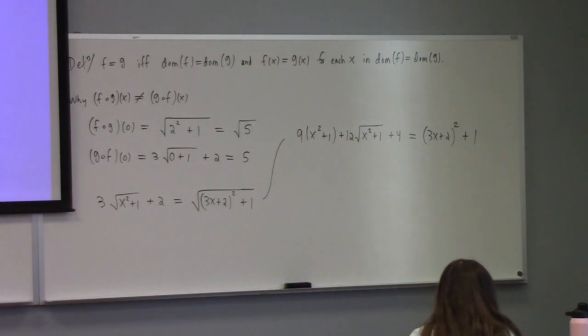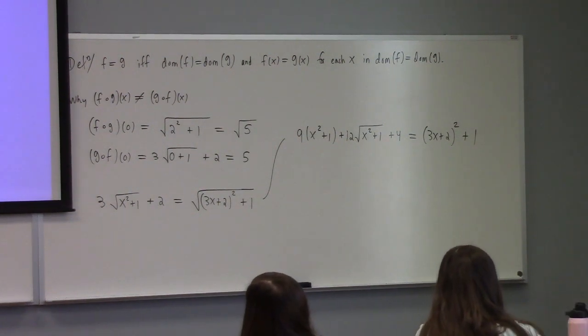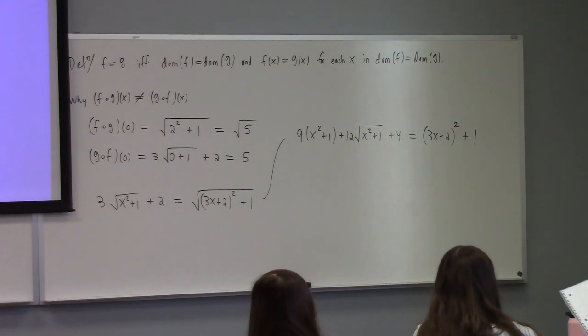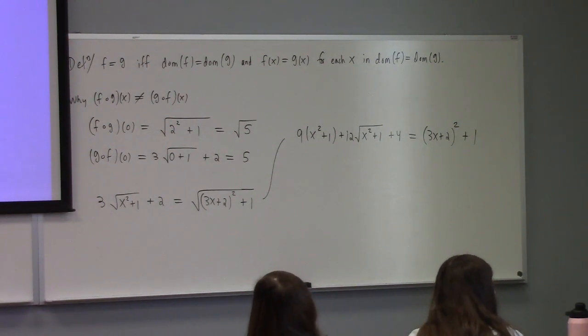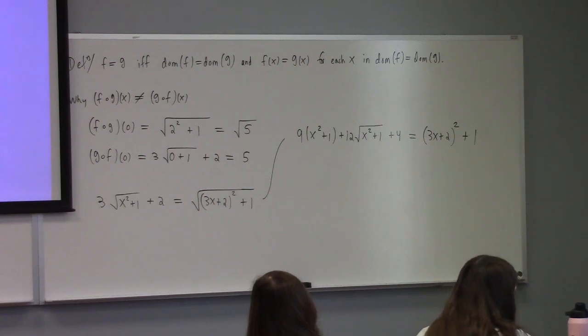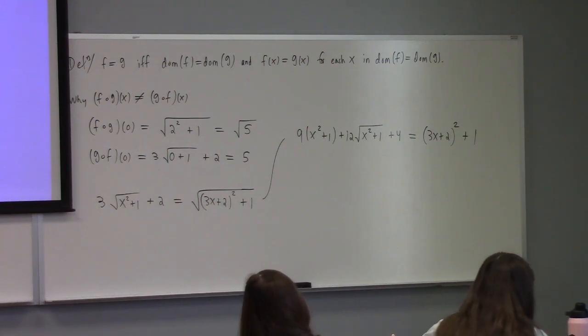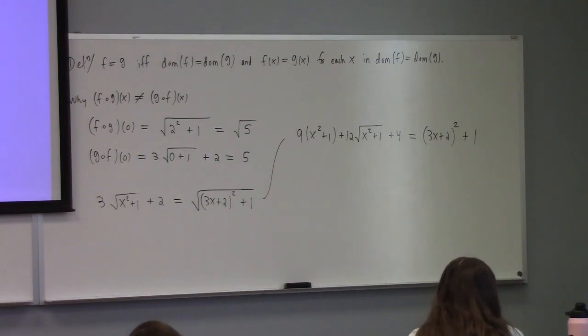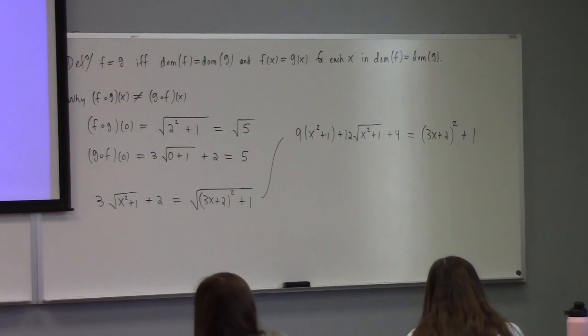Let's see here. What we got? We got square root of x squared plus 1, plus 2 equals, you guys will have to help me read it, square root of, parentheses, 3x plus 2, quantity squared, plus 1, close square root, equal?